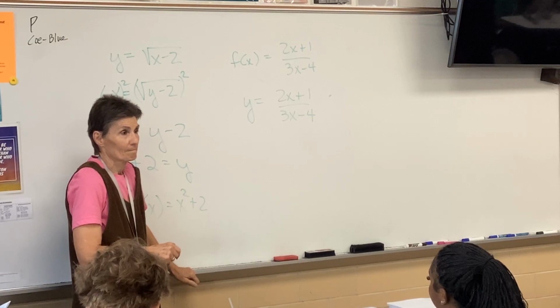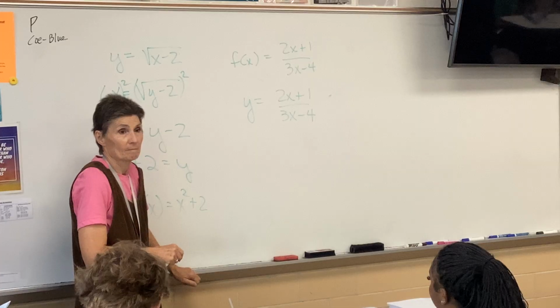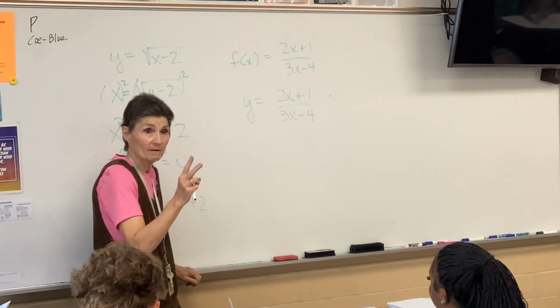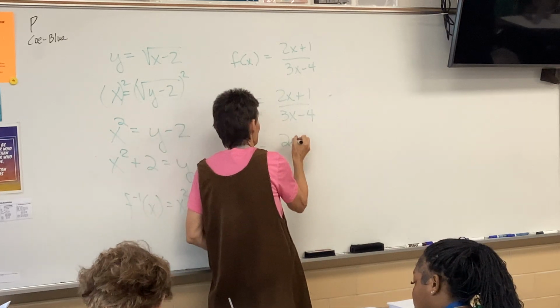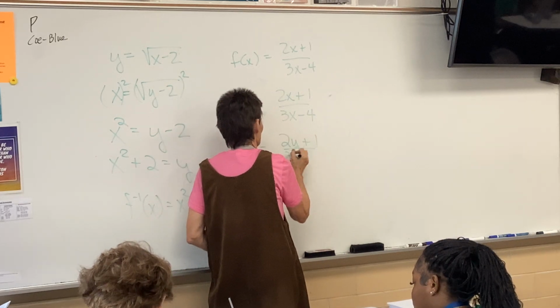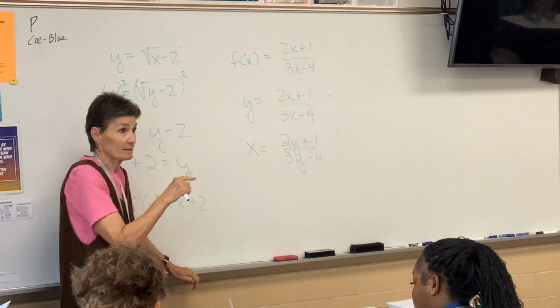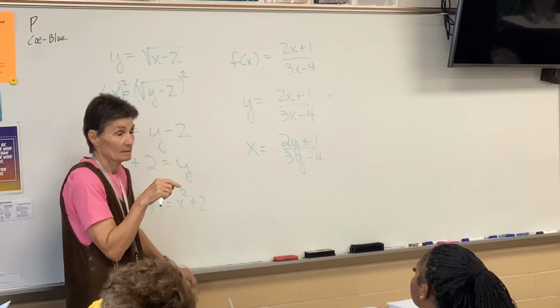Well, what do we do first? Switch my x and y variables, right? So x equals 2y plus 1 over 3y minus 4. Every x becomes a y, every y becomes an x. Switch them all.